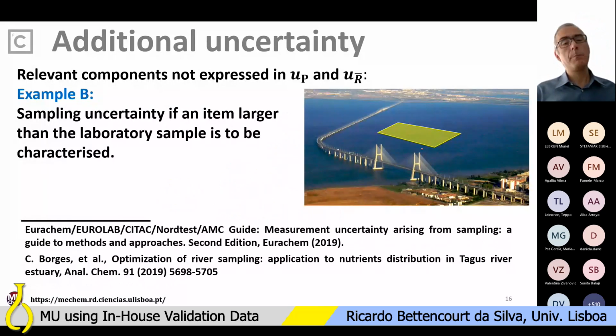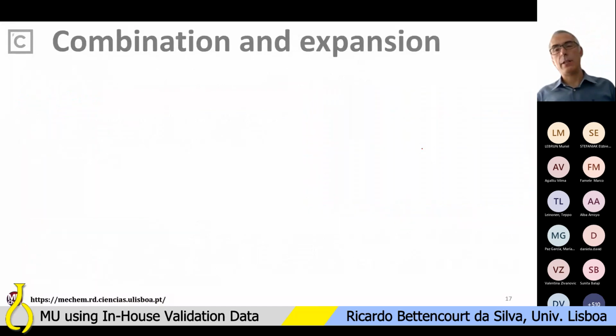You can also take as additional uncertainty component the sampling uncertainty. So sometimes the sampling uncertainty needs to be considered in our uncertainty evaluation, because our aim is to assess an item larger than the laboratory sample, and in that case we have to take into account sampling uncertainty. You have in this slide two listed examples of how to handle this uncertainty depending on the purpose of your analysis.